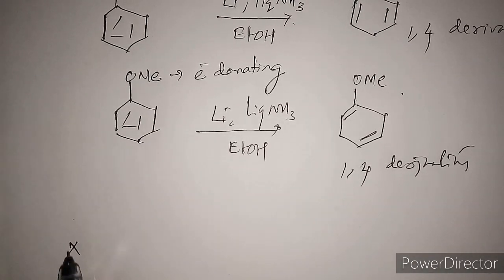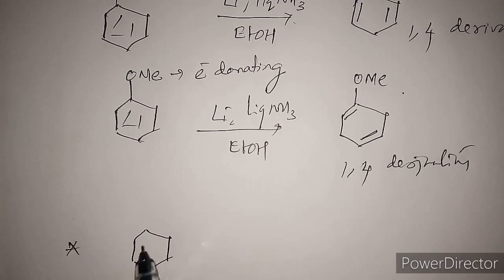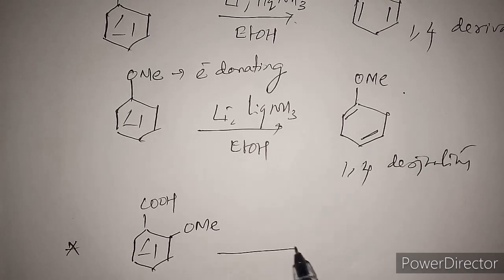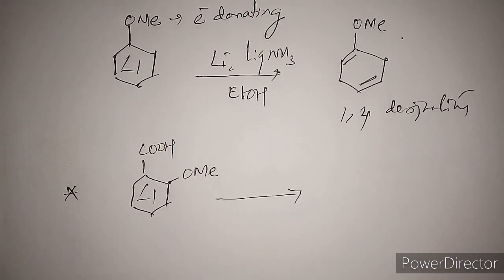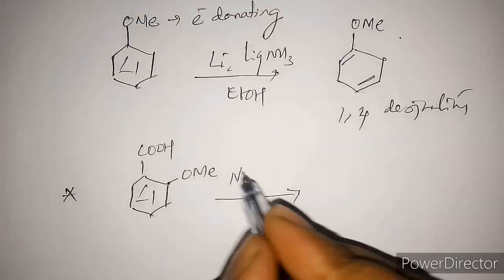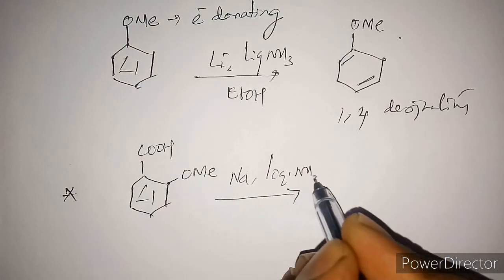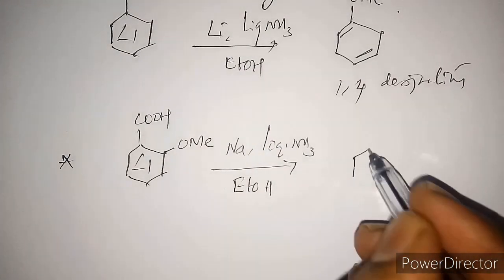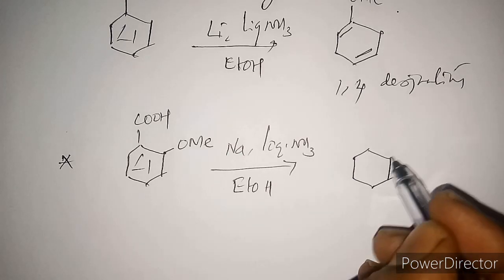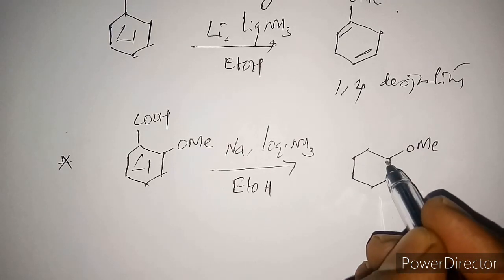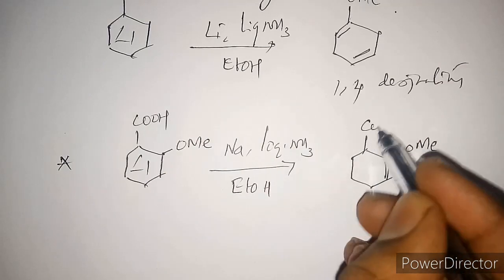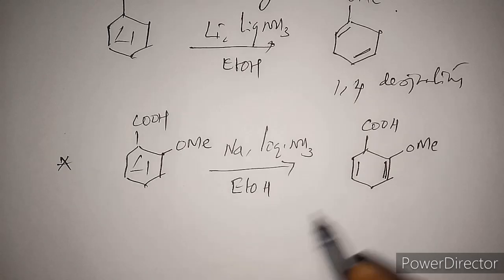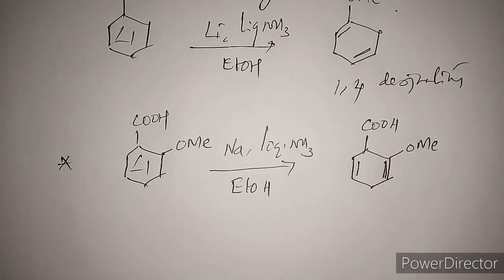So if both are present, so COOH is also present as well as OMe is also present, and we need to carry out the Birch reduction reactions. Sodium in liquid ammonia, ethanol as a solvent. Now what will happen with respect to electron donating group? The carbon atom will not be reduced. With respect to this, the carbon atom will be reduced, so therefore it will give like this. So this is the product.